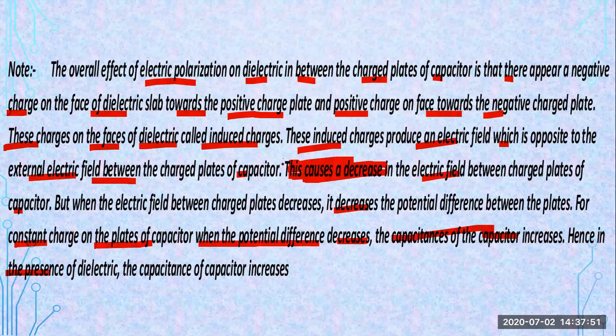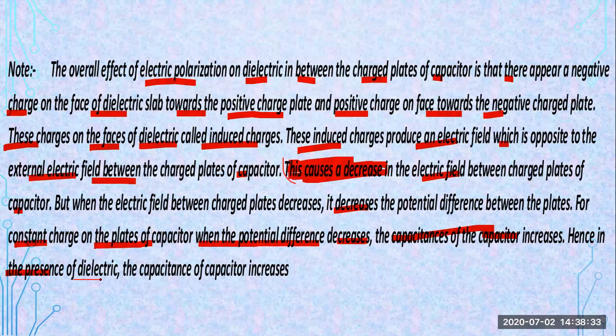So from this point, if you look, this is the cause of the decreased electric field between the charged plates of the capacitor. When the electric field between the plates decreases, the potential difference between the plates decreases for constant charge on the plates of the capacitor. When the potential difference decreases, what will be the effect? The capacitance of the capacitor increases. Hence, in the presence of dielectric, the capacitance increases. When we place a dielectric, the capacitance of the capacitor increases.